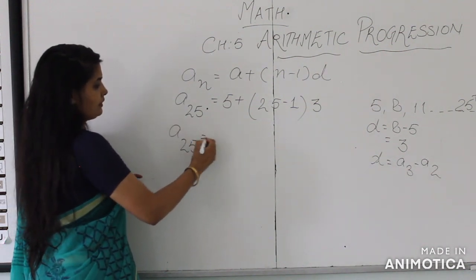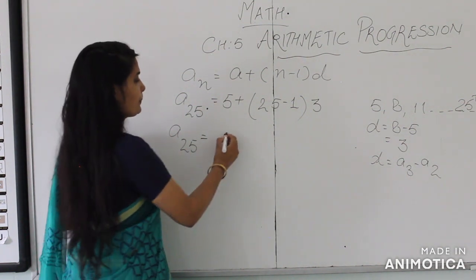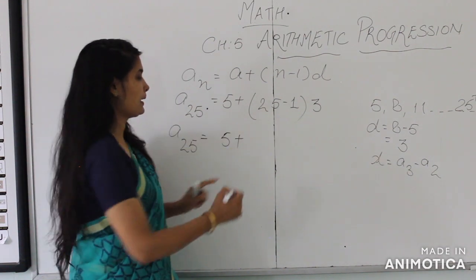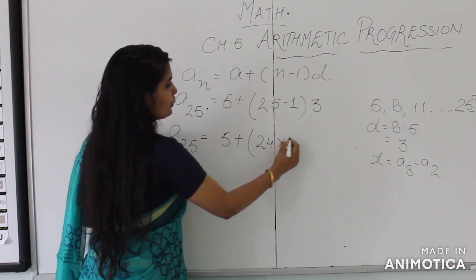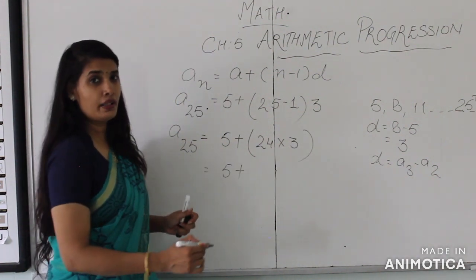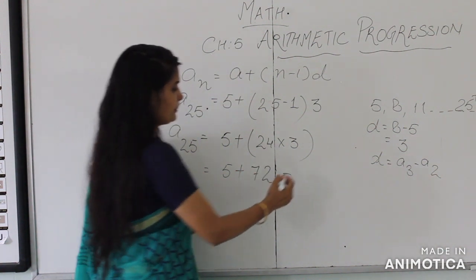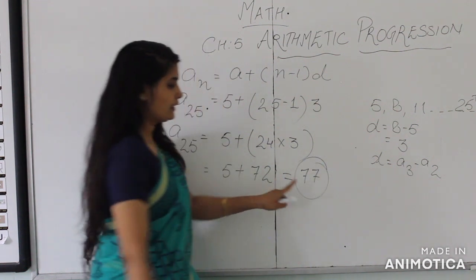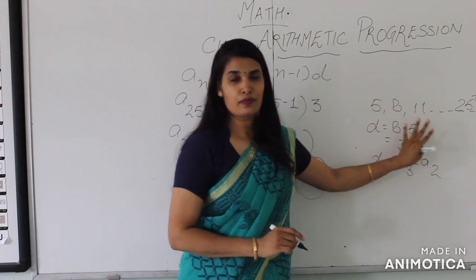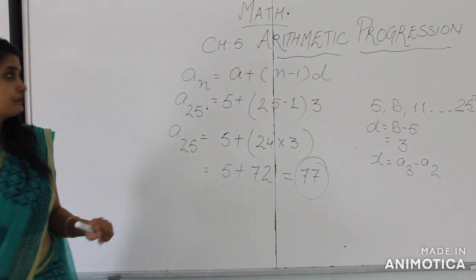This simplification will give me the 25th term of the series. How? 5 plus 25 minus 1 is 24, and 24 multiplied by 3. So 5 plus 24 multiplied by 3 is what? 72. So 72 plus 5 will be 77. It means what? 77 is my 25th term of the series, isn't it? So you can easily find any term of the series. Got it?